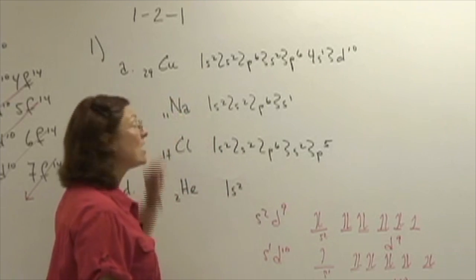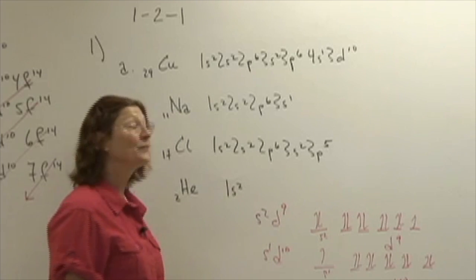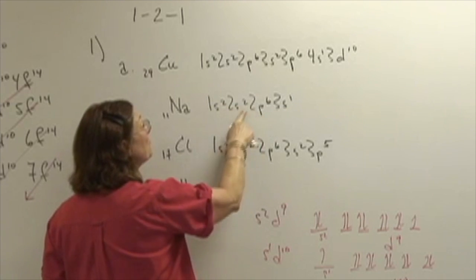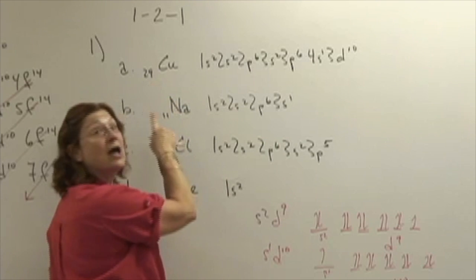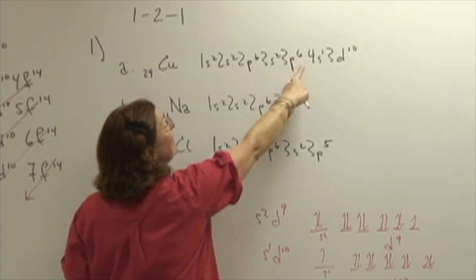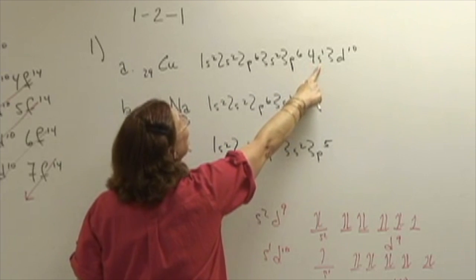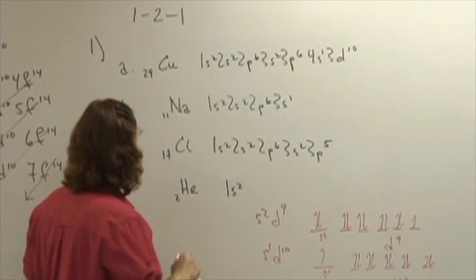Then sodium has atomic number 11. 11 protons, 11 electrons in the neutral atom. 1s2, 2s2, 2p6, and 3s1. 2, 4, 10, and 11. And if I go above for the copper and I counted out the 29: 2, 4, 10, 12, 18, 20, 19, and then 10 is 29.